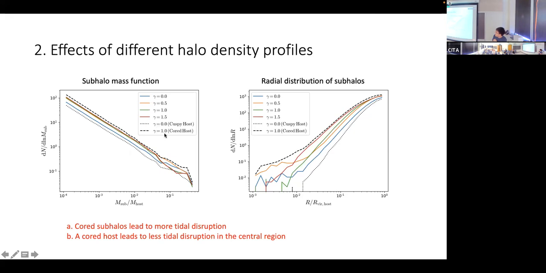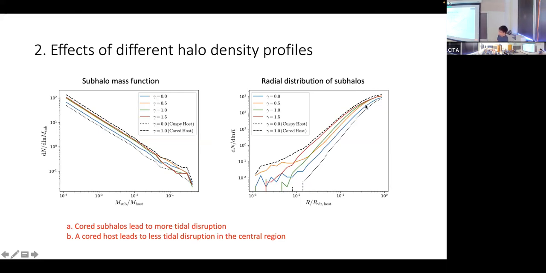And if we change the host of the cuspy case from the cuspy profile to a core profile, we see that the tidal stripping is less efficient. So we see the subhalo mass function higher than this green case. And on the right panel here, I show the radial distribution of subhalos. Again, if we go from the cuspy to the core case, we expect more stripping effect. So we expect the number of subhalos is lower in the core case than the cuspy case.